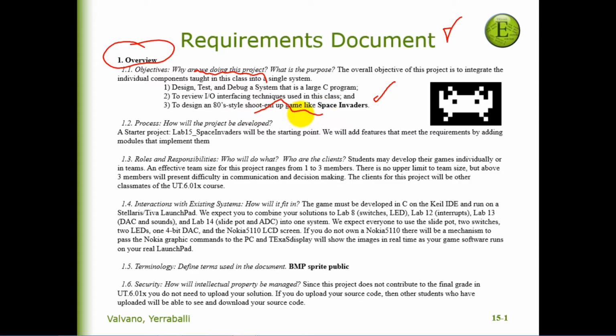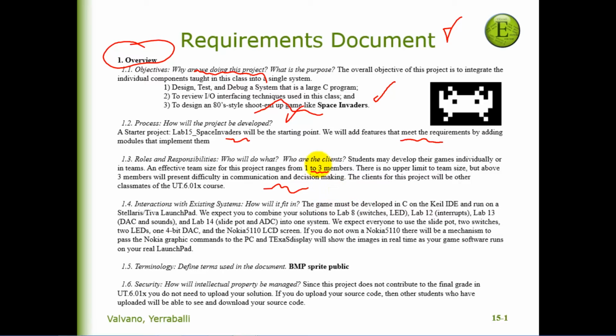The second part of the overview is the process. The process for developing this game will be like all the other labs, and that is we will begin with a starting point, or a starter project, and you will add features to this starter project to meet the requirements of this lab. So John, are you saying that they don't have to design this project from scratch? That's what that means. The other aspect of this project, which is different than the other labs, is since we have no grader that will automatically grade your lab, we encourage you to find teams and work together to develop your game in teams. We suggest somewhere between 1 and 3 members of your team.